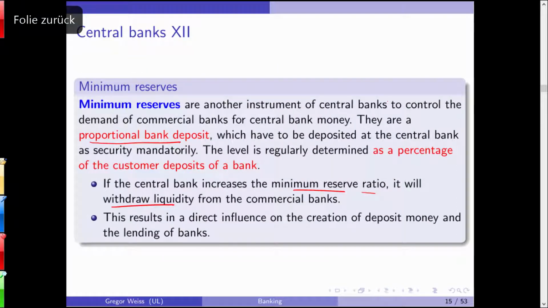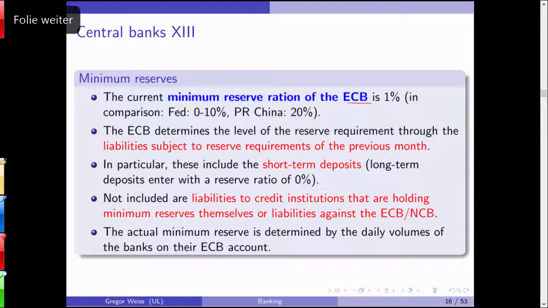By increasing the minimum reserve ratio, liquidity is withdrawn from the system. So if you increase, they could have also installed a minimum reserve ratio of, say, 1%. So by increasing 1% to 20%, you withdraw liquidity.